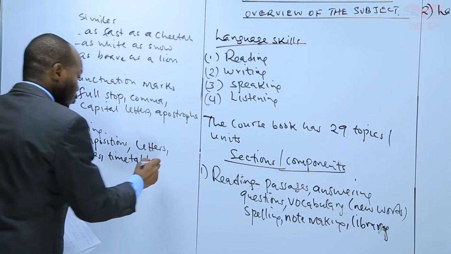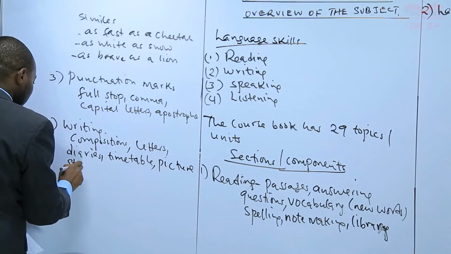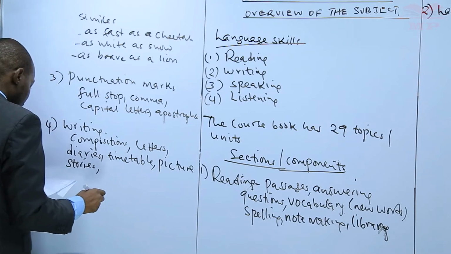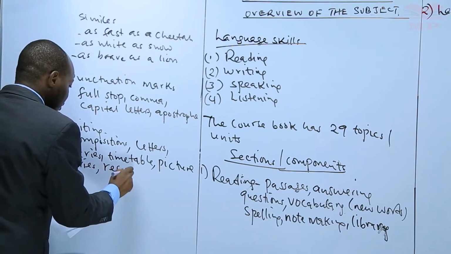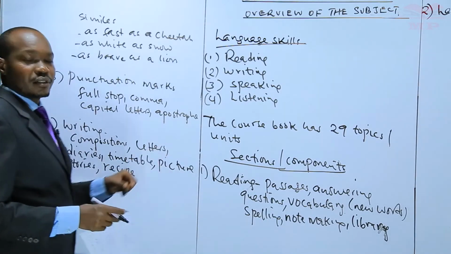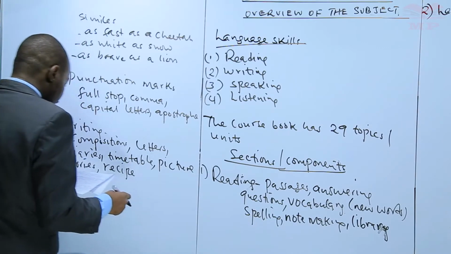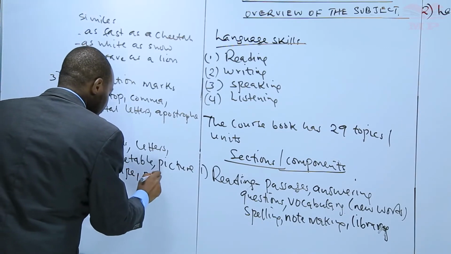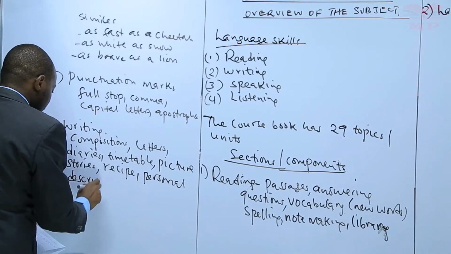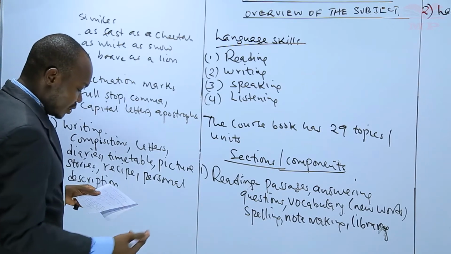We're going to have picture stories. We're going to write a recipe. Yes. Recipe. When you want to cook, you use a recipe. How to write a recipe? We are going to look at that. Personal description. Describing a person or an object.